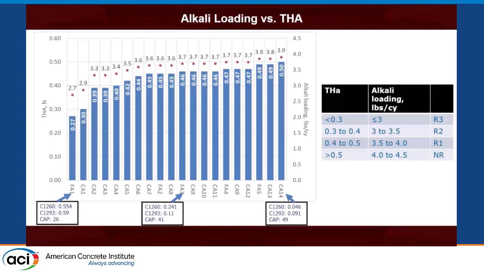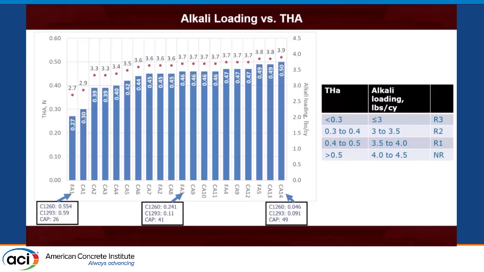You see the two aggregates on the left side, the threshold alkalinity is around 0.27 to 0.3, equivalent to 2.7 to 2.9 pounds per cubic yard of alkali loading in a concrete, extremely low. Come to the middle, FA3, the value is 0.45, 0.46. The equivalent alkali loading is 3.7. Now come to the right, very slowly reactive aggregate.